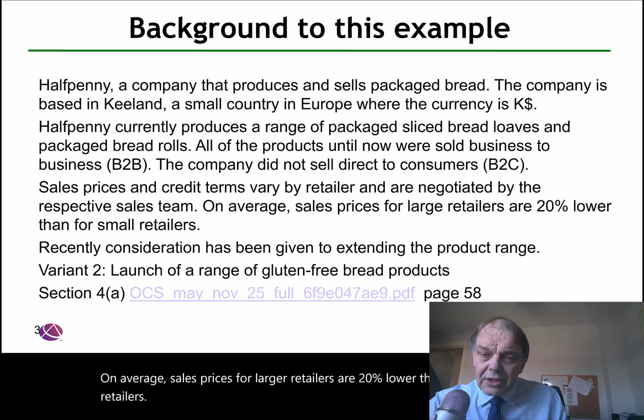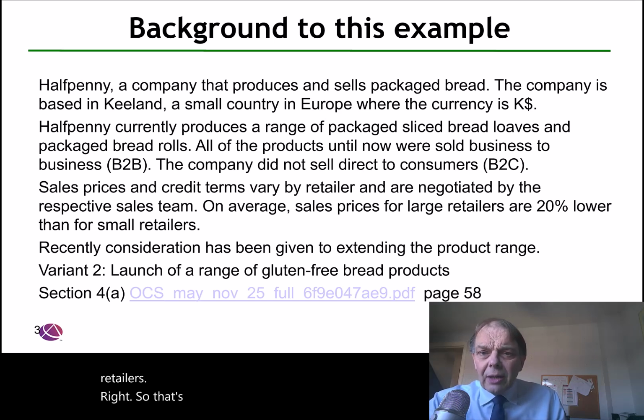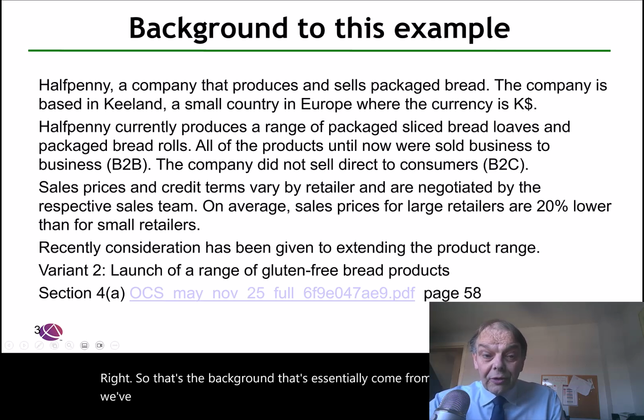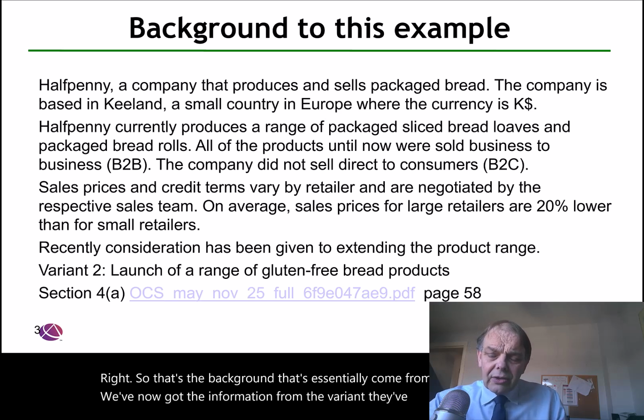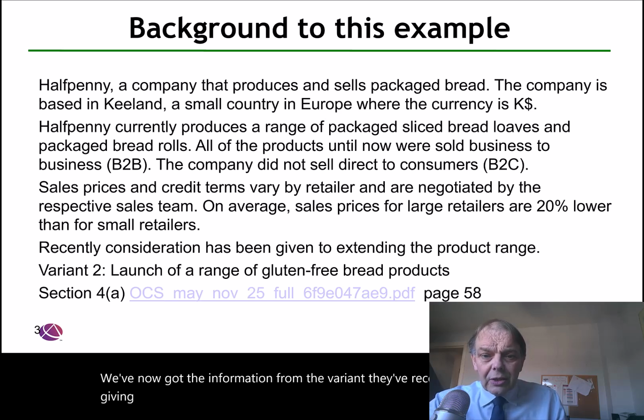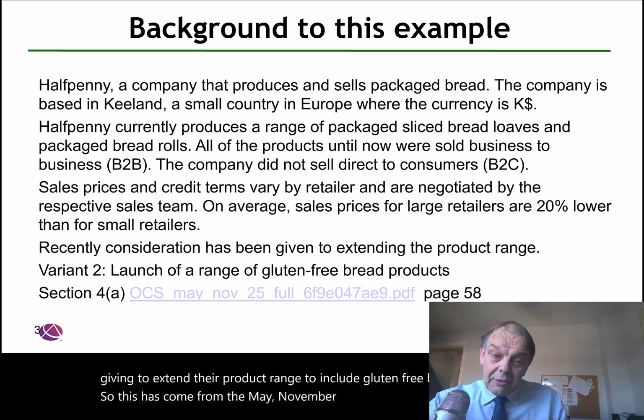Right, so that's the background. That's essentially come from the pre-seen. We've now got the information from the variant. They've recently considered extending their product range to include gluten-free bread products. So this has come from the May-November 25 examiner's report and section 4A of variant 2.